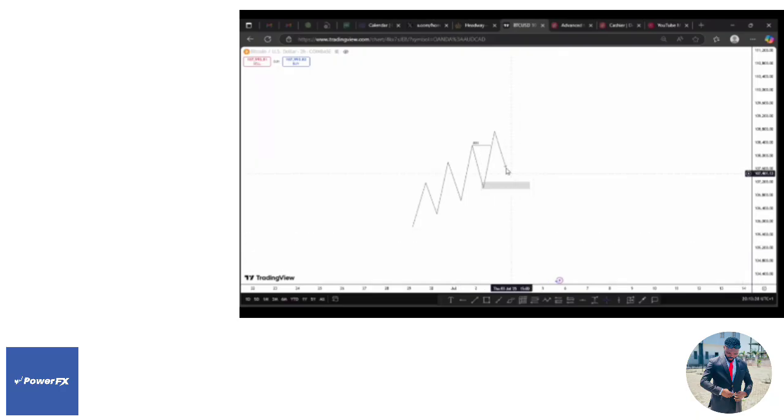So if we have something like this, the market started going all the way to the upside from here. This tells me that this is my inducement. This tells me that this is actually a liquidity.